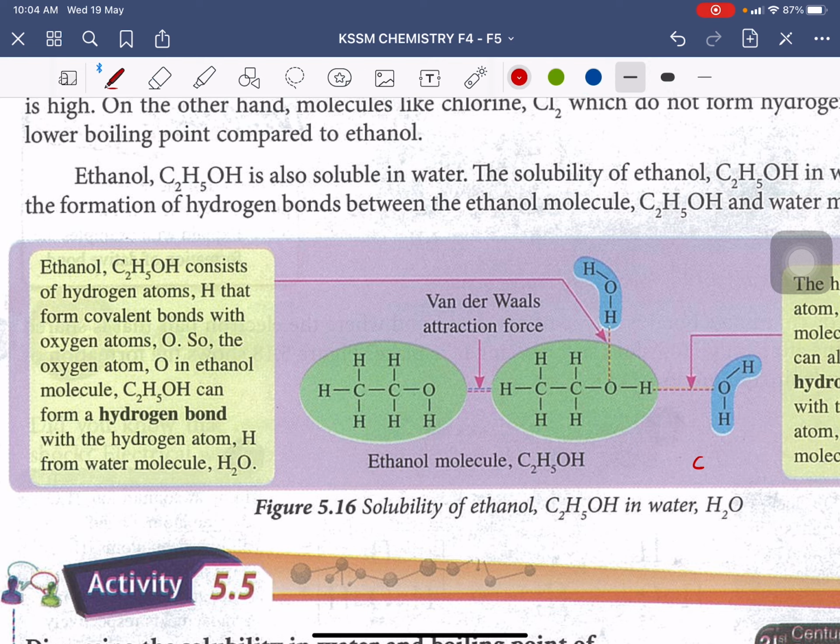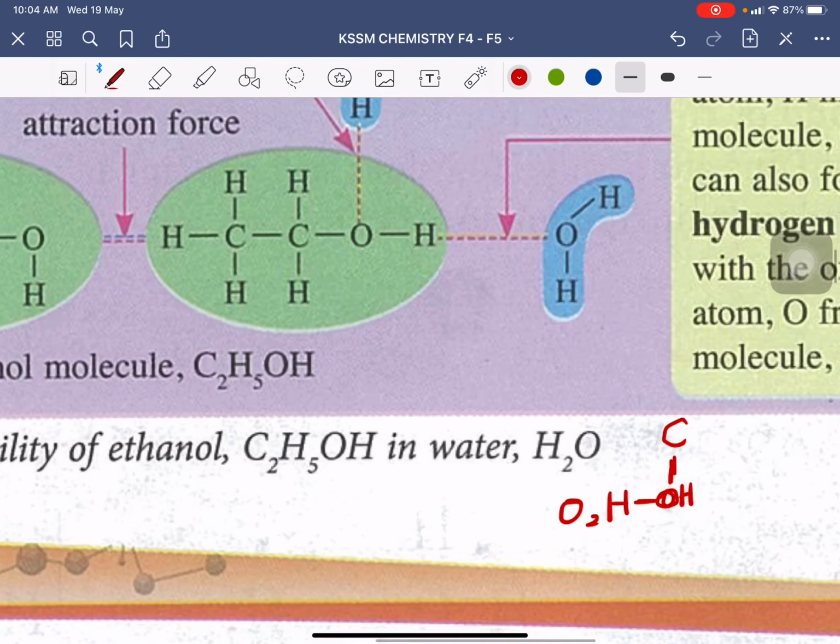If your drawing is like this, the bond is to the O and then H. I draw it one more time for you to see it clearly. If the bonding is from C to O and then H, this is correct. Why? Because you leave one more bond for O to bond with H of water.